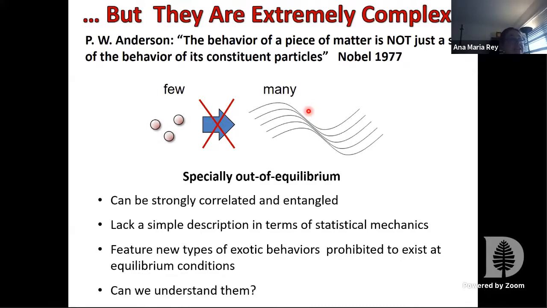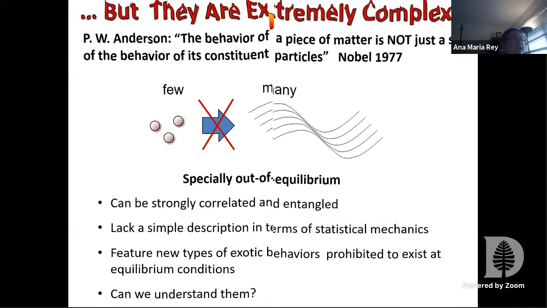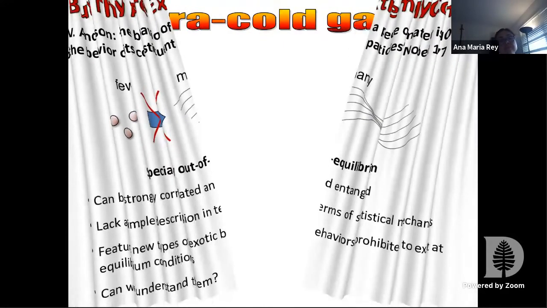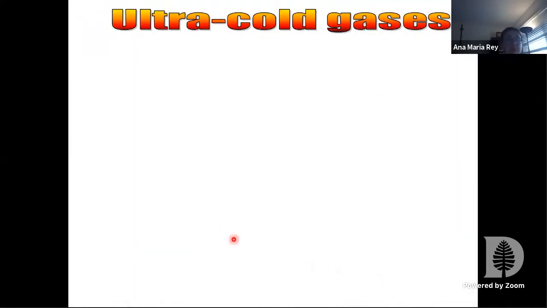And the question is, given this complexity, but at the same time these great possibilities, is there a way that we can understand the behavior of these complex many body systems out of equilibrium? And this is where ultra-cold atoms can play a role. So let me introduce them here. I want to explain what we mean by ultra-cold atoms, and why we believe that these systems can shed light on these complicated non-equilibrium situations.